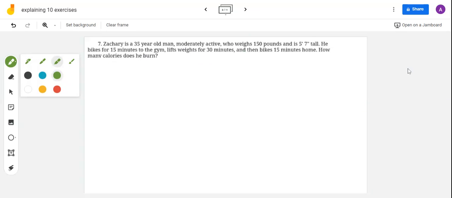So, yay. We're now going to have a green highlighter. Woo! Highlighters!